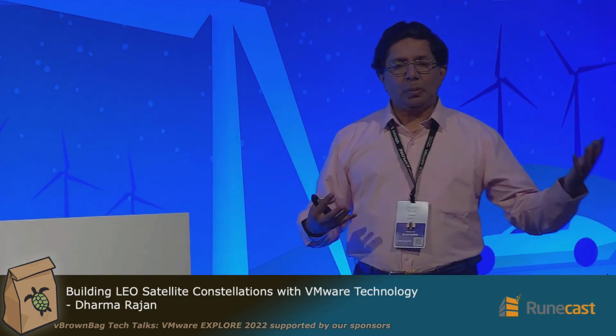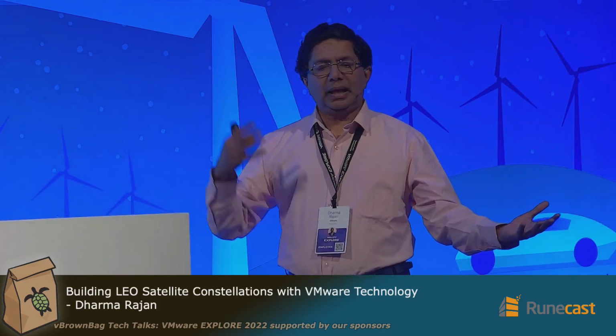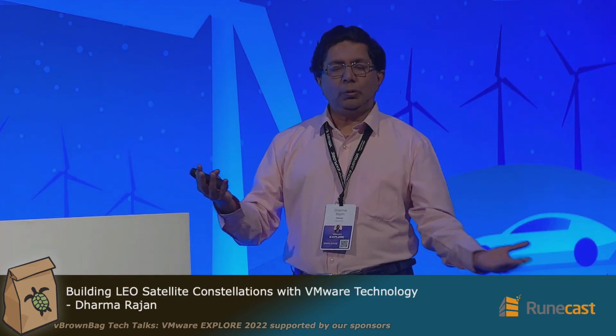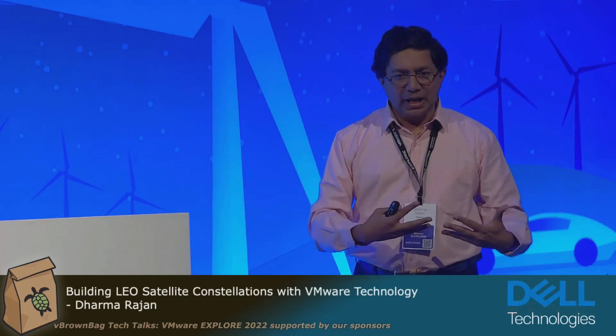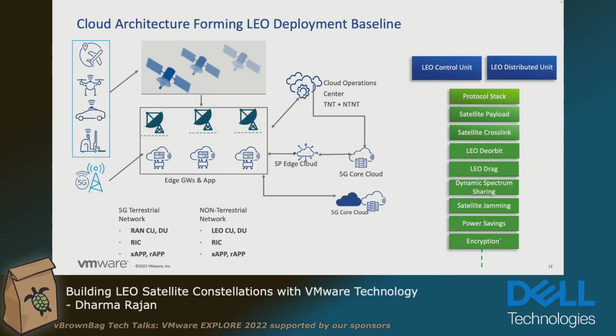Suppose you are making a call from a terrestrial network and the other side of the call goes away, how do you use satellite technology? At the edge itself, because you have the ability to do dynamic spectrum sharing, you can share the spectrum and then pass it on to your satellites. So this is the way this technology can start to develop.